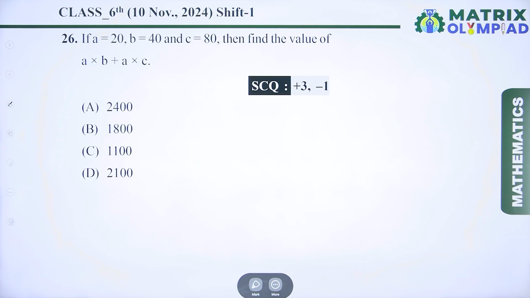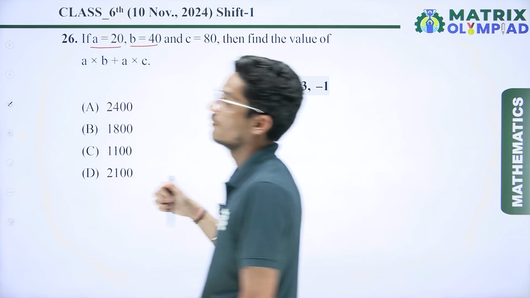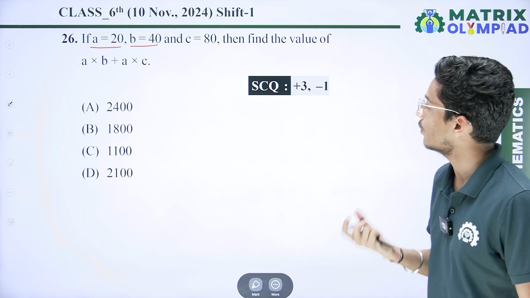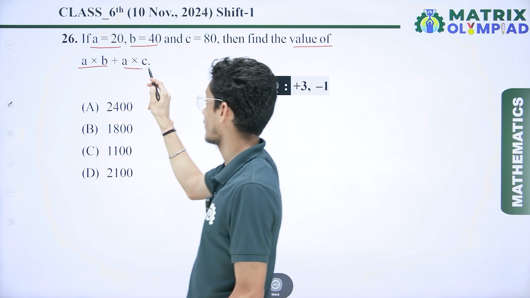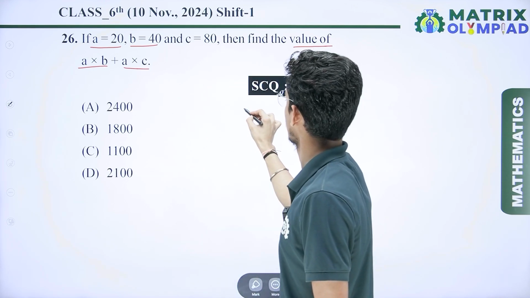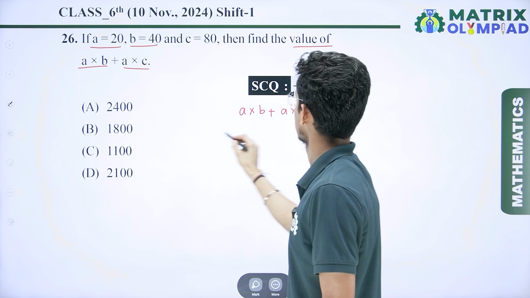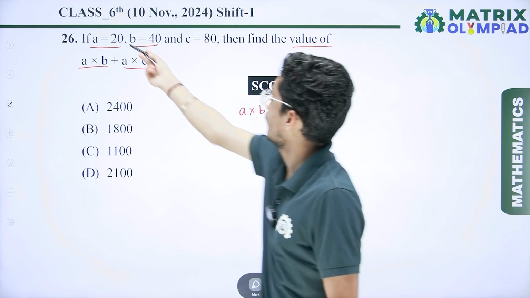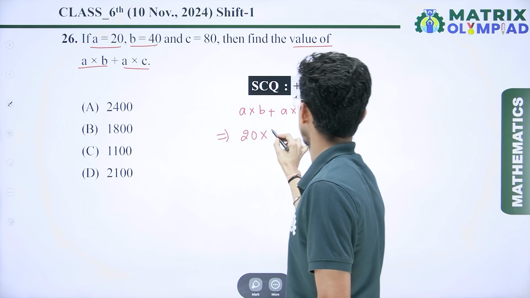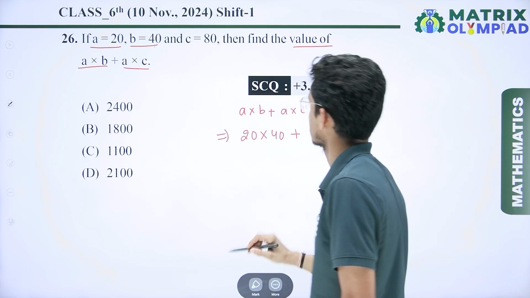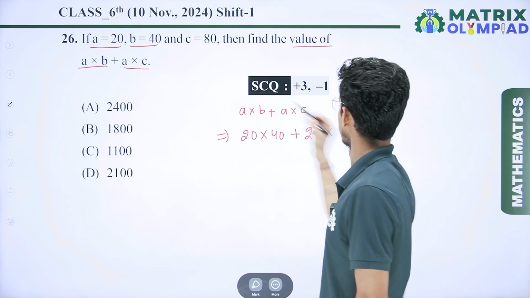So now the next question is: if A is equal to 20, B is equal to 40 and C is equal to 80, then find the value of A multiplied by B plus A multiplied by C. So simply, we have A multiplied by B plus A multiplied by C. If I put the value of A, that is 20, multiplied by the value of B, that is 40, plus the value of A again, that is 20, and the value of C, that is 80.